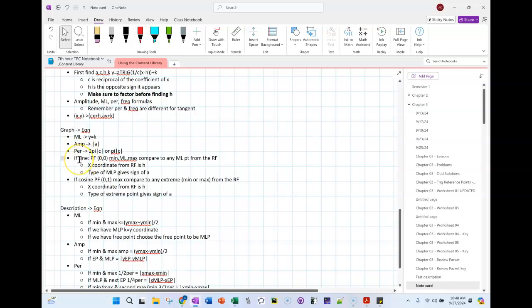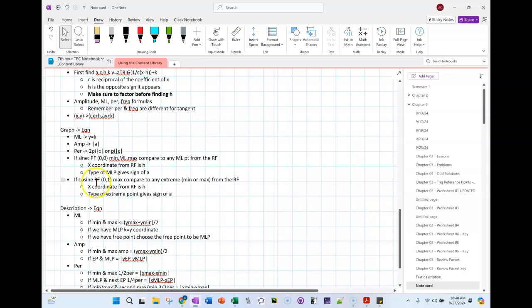If I'm writing a sine function, the X coordinate of my midline point is going to be my H. And the type of midline point gives me the sign of A. Remember, if the next extreme following the midline point is a minimum, then A is negative. If it's a maximum, A is positive.